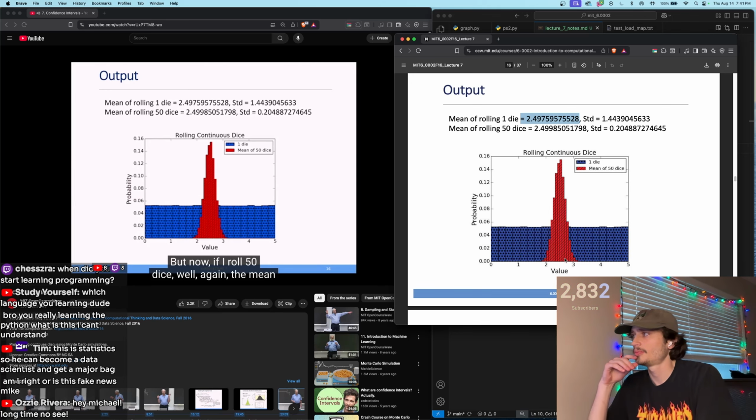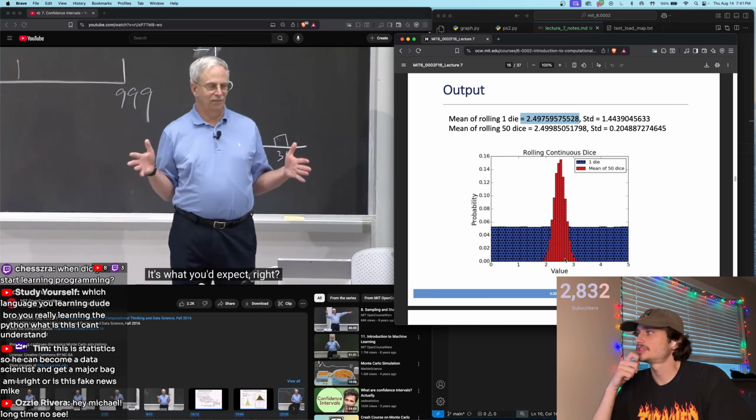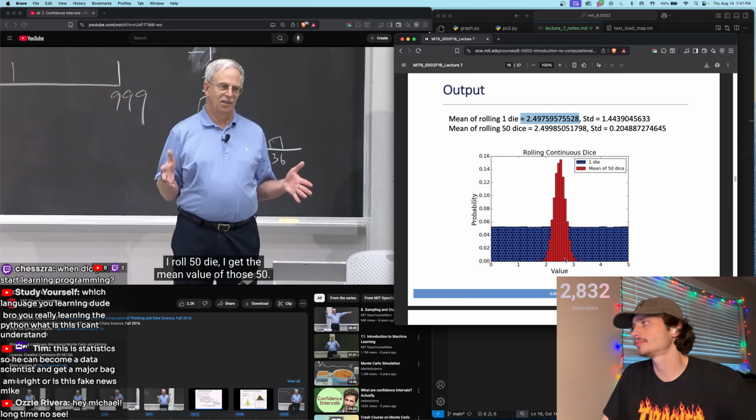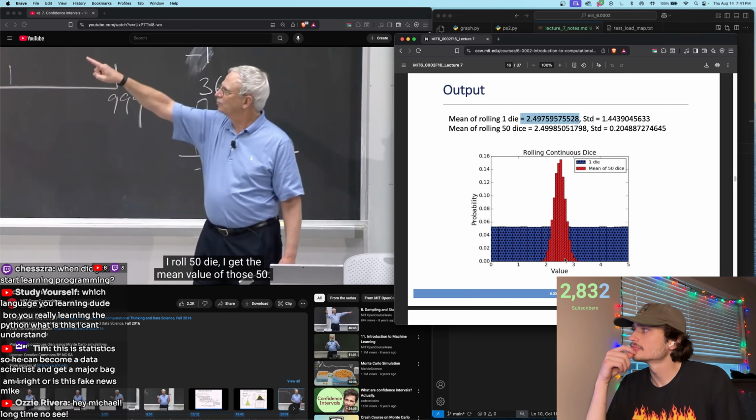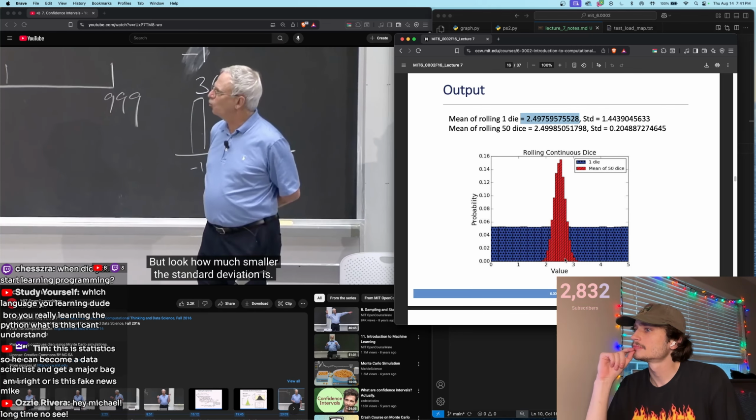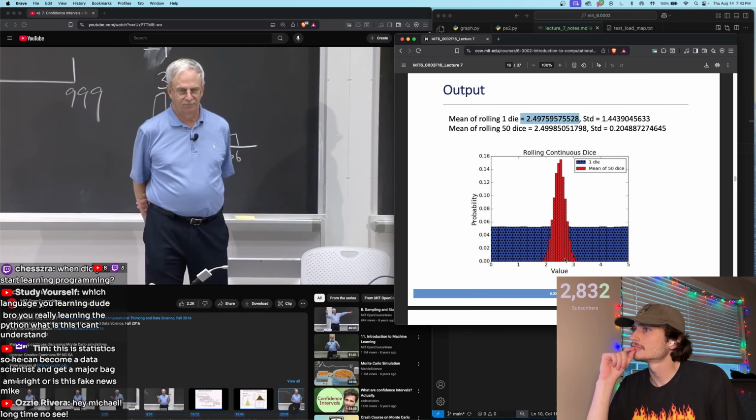Now if I roll 50 dice, the mean is close to 2.5. That's what you'd expect, right? Standard deviation is a lot lower. I roll 50 dice, I get the mean value of those 50. But look how much smaller the standard deviation is.